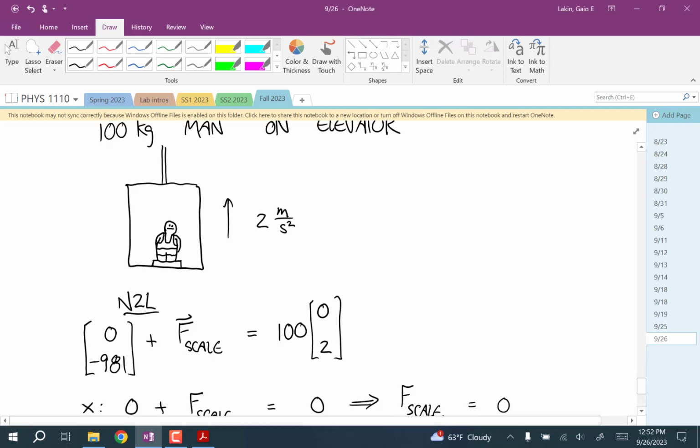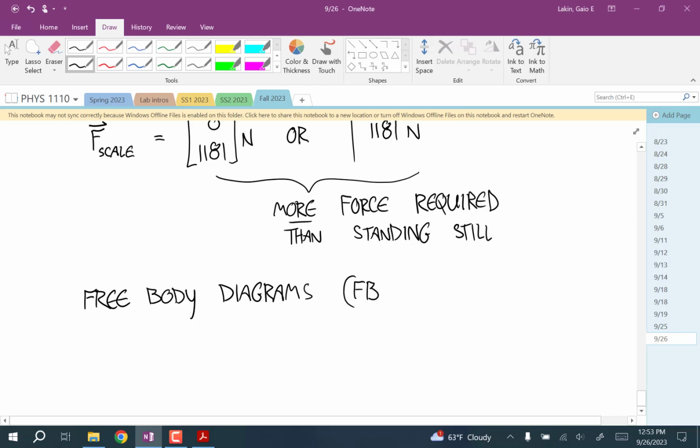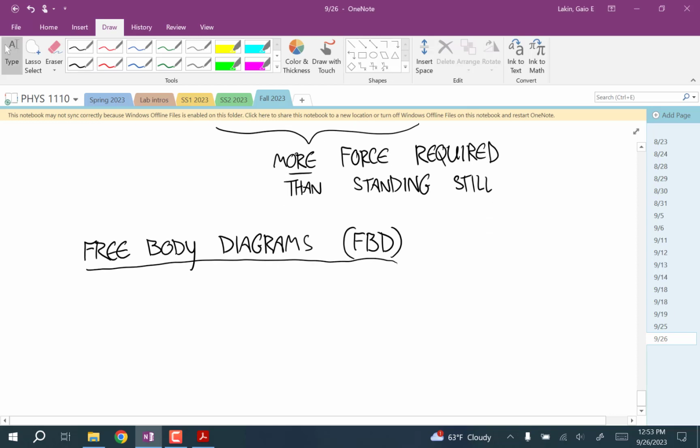But before we get into too much more complicated stuff, I need to talk about free body diagrams. So free body diagrams, I'm going to abbreviate it FBD, free body diagram. And from this point forward, I want you to draw a free body diagram every time you use Newton's second law.